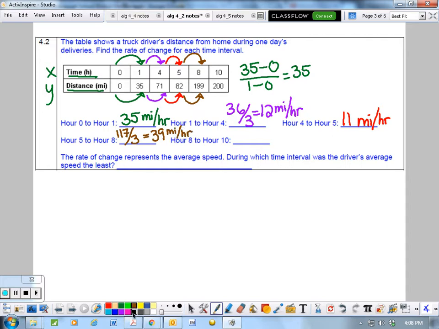And then our last one, we're going to go from 8 to 10. So 199 to 200 is a change of 1. And then 8 to 10 is a change of 2. So this is 0.5 miles per hour. Okay, the rate of change represents average speed. During which time interval was the driver's average speed the least or the smallest? And that is obviously our hour 8 to 10.